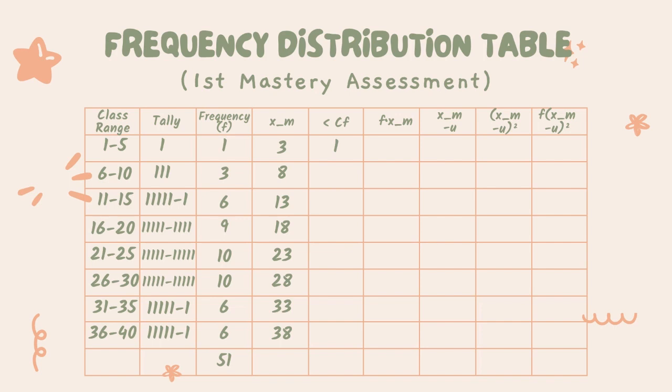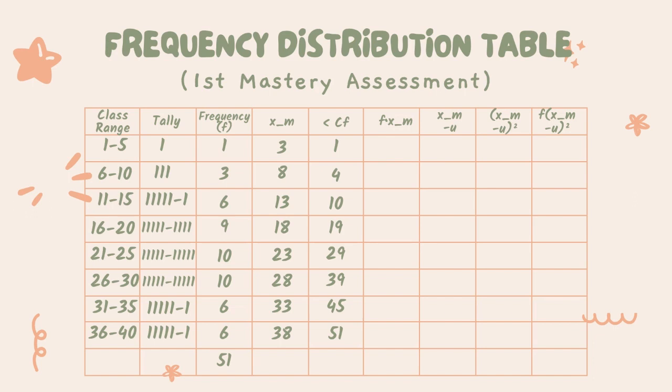Now in the less than cumulative frequency of 6 to 10, we will have 4 because if we add the recent less than cumulative frequency, which is 1, and the frequency of 6 to 10, 1 plus 3 is equal to 4. Then the less than cumulative frequency 4 is added to 6, it will be 10, and 10 plus 9 is 19. 19 plus 10 is 29, 29 plus 10 is 39, 39 plus 6 is 45, and 45 plus 6 is 51.